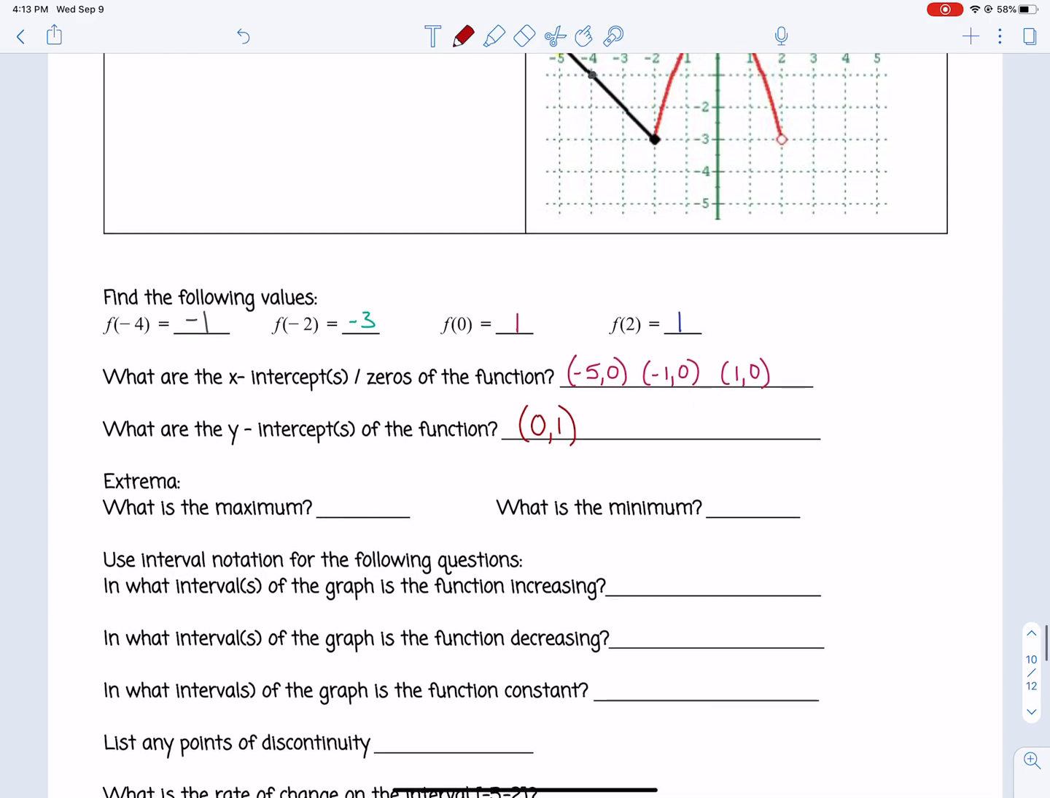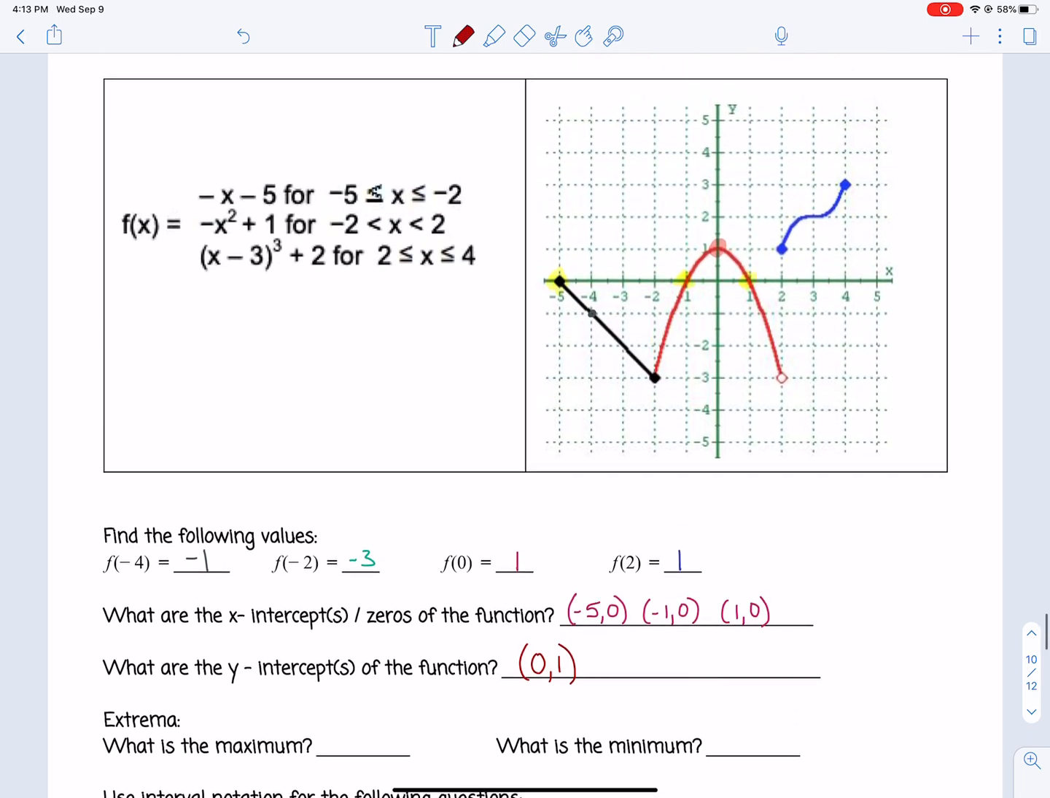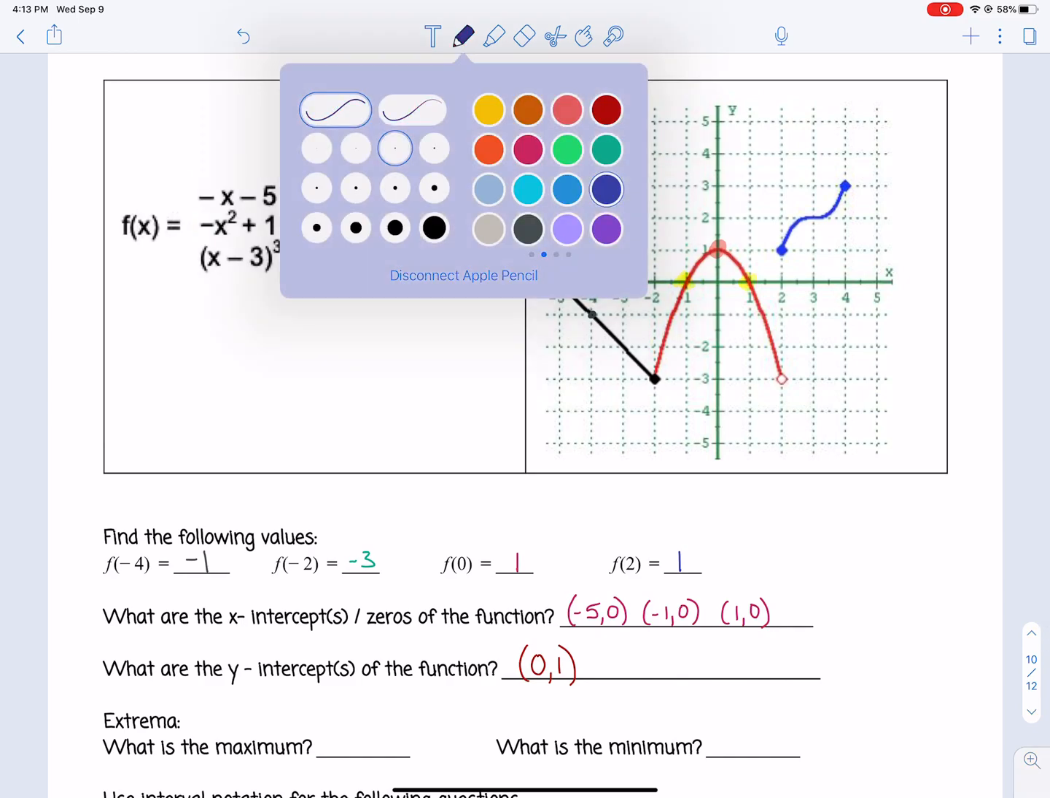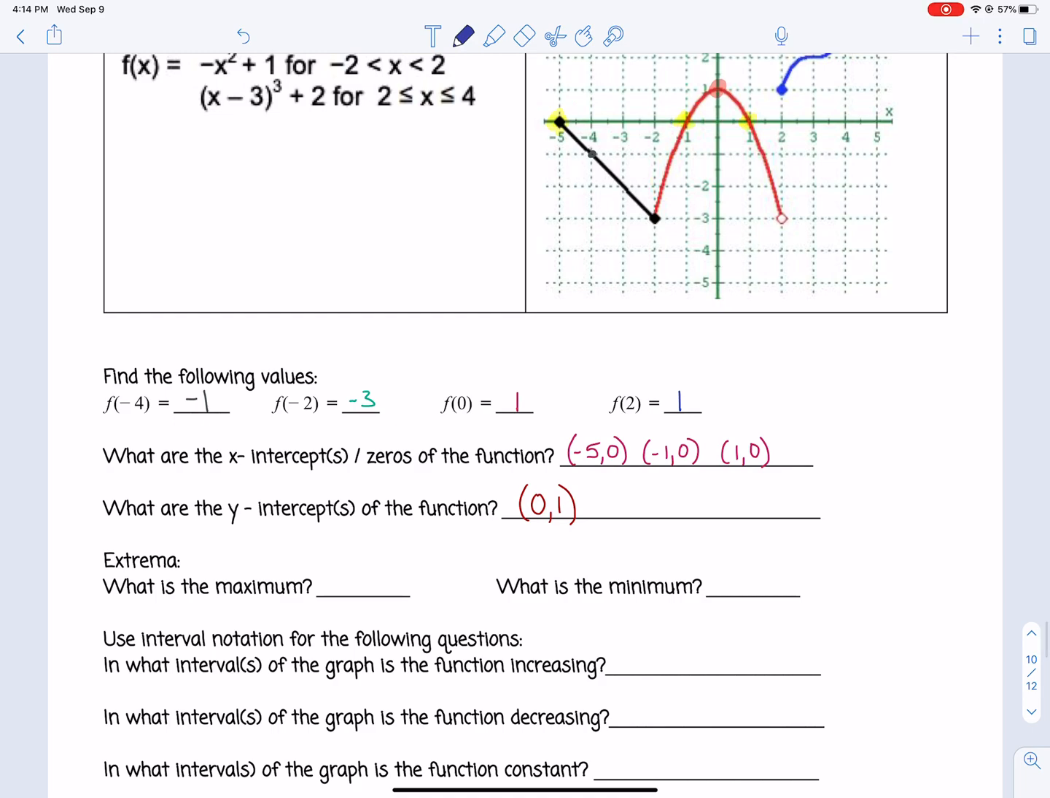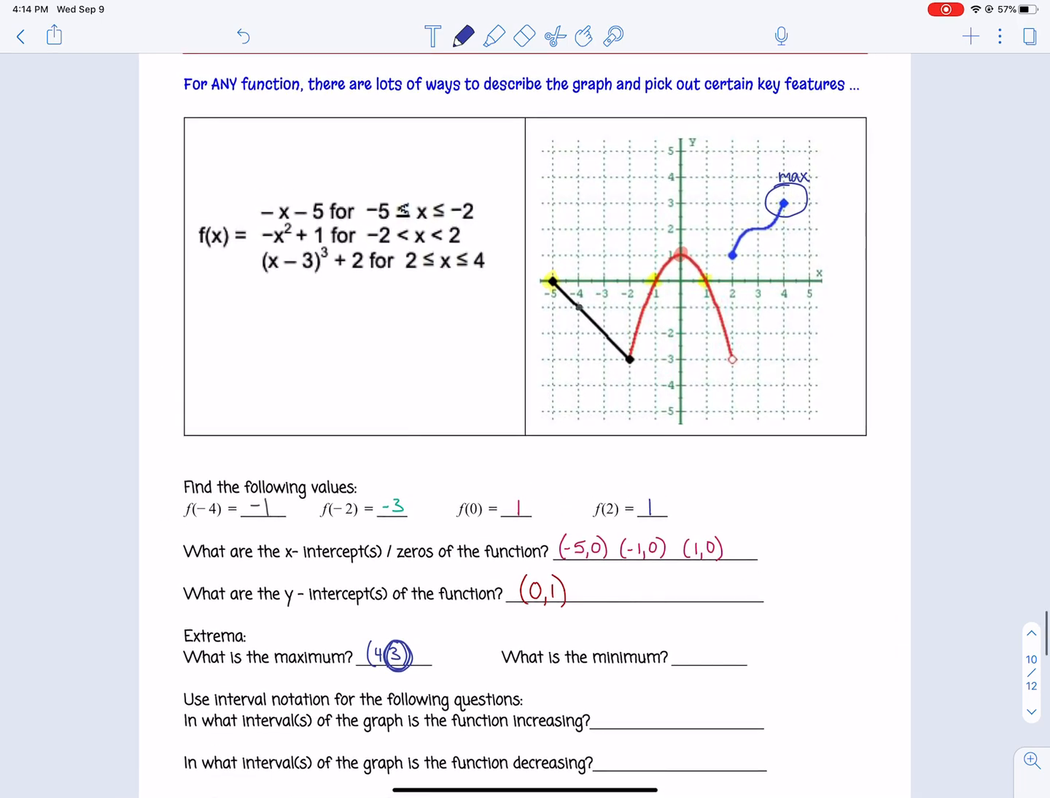And then it says extrema, what is the maximum value and what is the minimum value? Let's look on our graph and see what is the highest point, which looks like this one is the maximum point, located at the point (4, 3). If it's located at (4, 3), they usually are indicating the y value is what they're looking for. So I would just say that's at 3. But sometimes they ask you for the whole ordered pair, and you might want to know (4, 3) is that point.